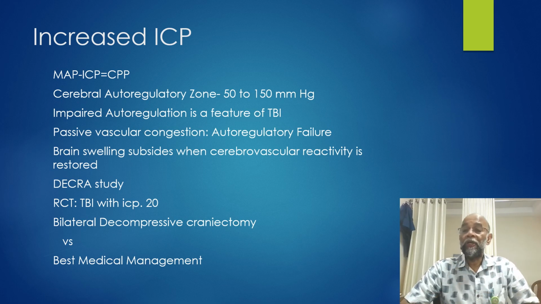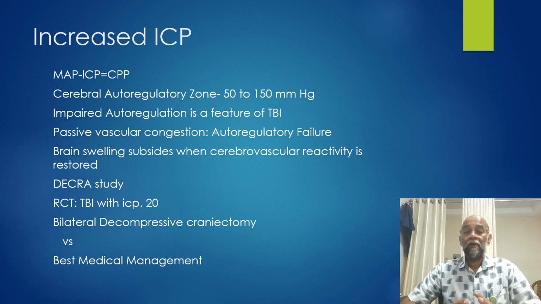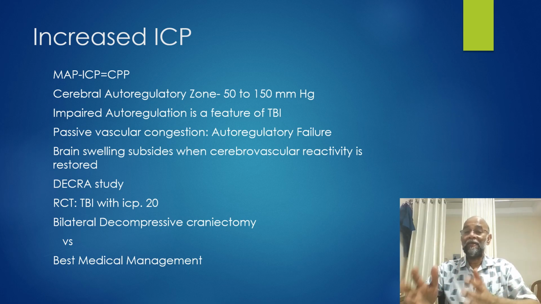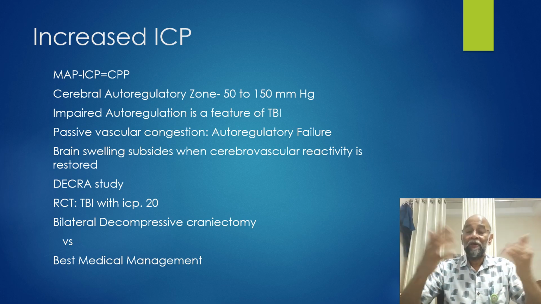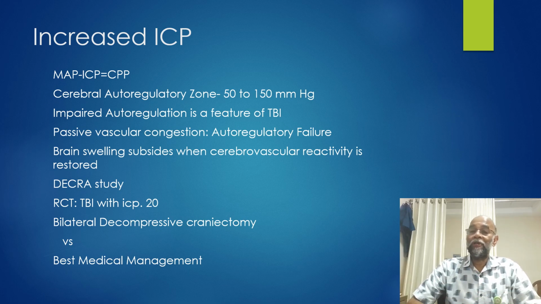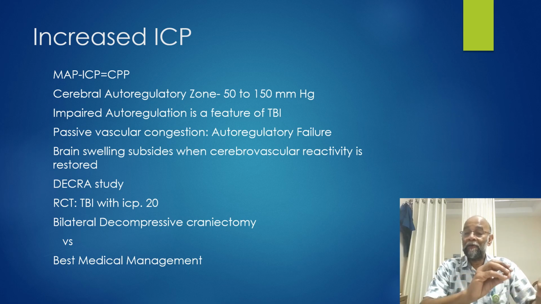The correlation between increased intracranial pressure and neurological deficits is complex. The simplest thing to understand is that mean arterial pressure minus intracranial pressure is the cerebral perfusion pressure, and an increase in intracranial pressure results in a decrease in cerebral perfusion. There is a cerebral auto-regulatory zone, normally between 50 to 150 millimeters of mercury. The brain has a capacity to auto-regulate. How does it do that? By contraction of the small arterial muscles.